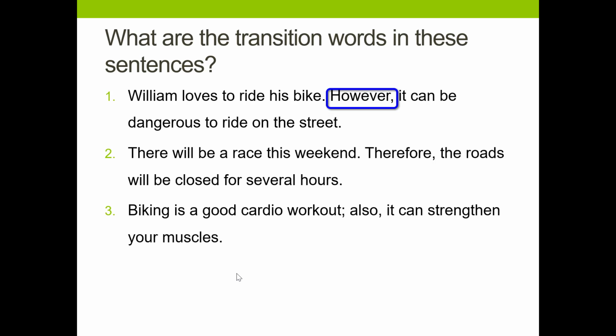Correct. The first one is however. The second is therefore. And the last one is also. Notice that you can use a period or semicolon.